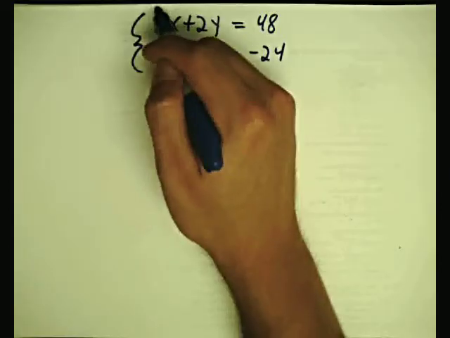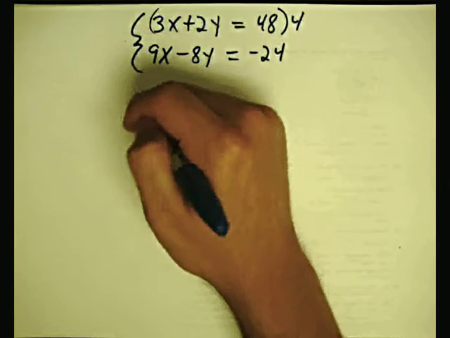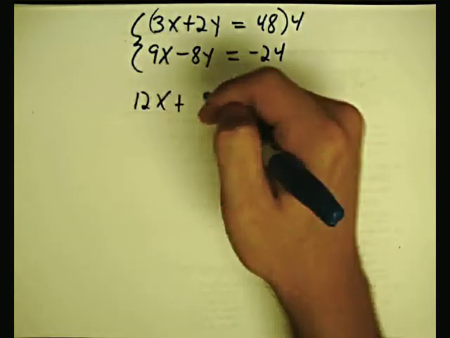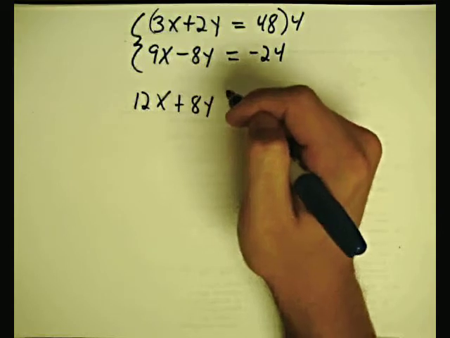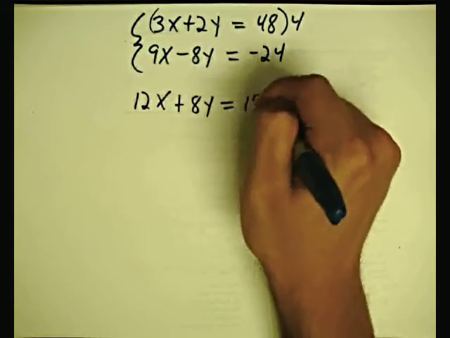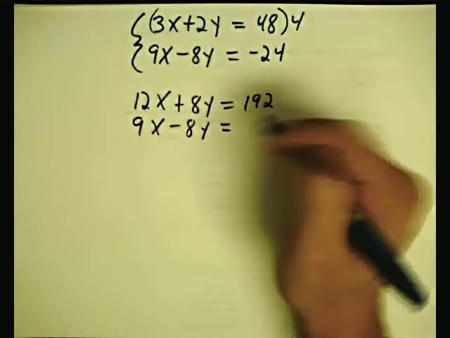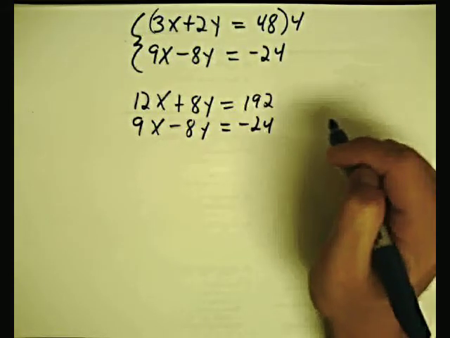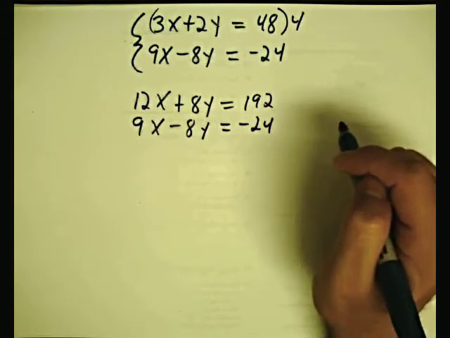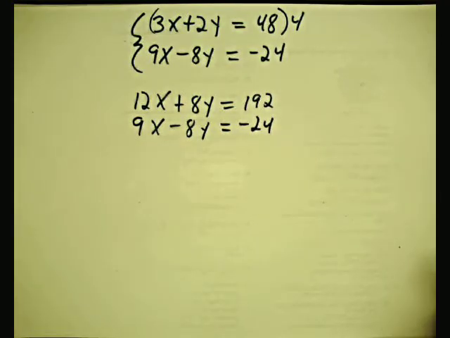So we want to take our first equation and multiply everything there by 4. So if I multiply 3 times 4, I'll get 12x. 2 times 4, 8y. And then 48 times 4, 192. Our second equation stays the same. And then what we'll do in step 3 is add these equations together to result in one equation with one variable.